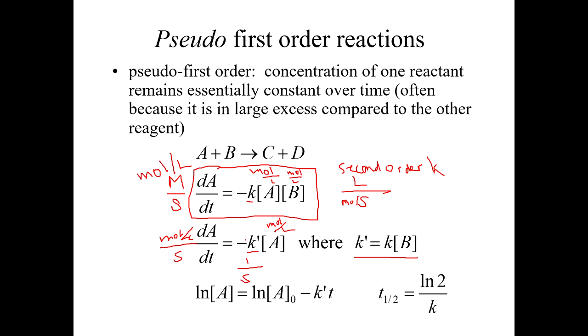So that's one of the tip-offs. If somebody gives you a rate constant and it has units of 1 over time, then you know it's a pseudo first-order rate constant. If they give you a rate constant and has units of liters per mole second, then it is not a first-order rate constant. It is a second-order rate constant. All right, so you can describe the concentration of A at any given time as the concentration of A at time 0 minus k prime t. And same as for the regular first order process, the half-life is still natural log of 2 divided by k.